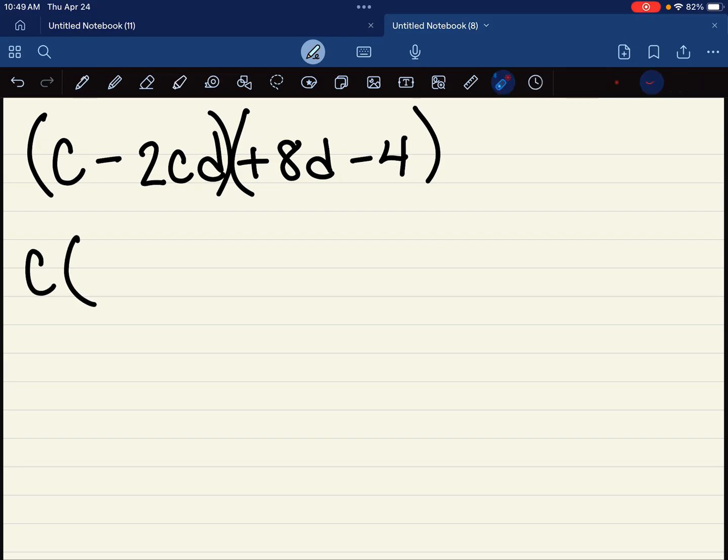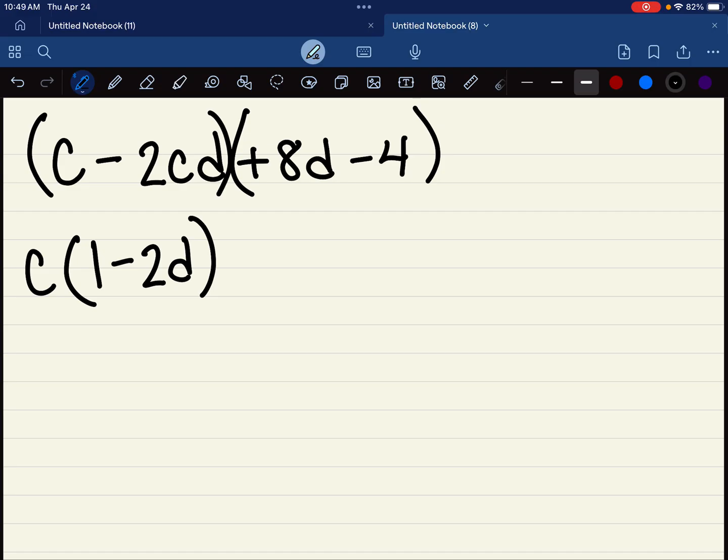Now, here's where you have to be careful. What's C divided by C? 1, right? Anything divided by exactly itself is always 1. And then if I take away C from my second term, what am I left with? Negative 2D. Okay?